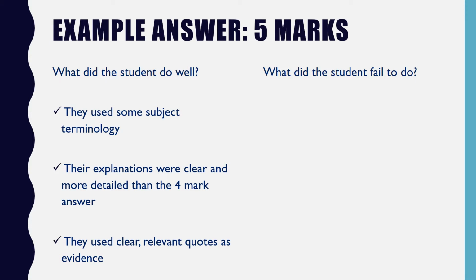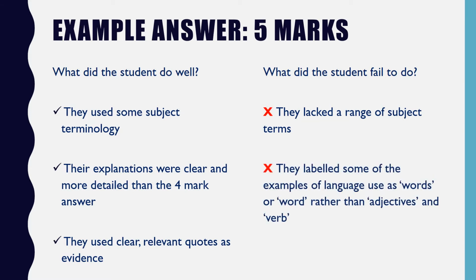However, the student only received 5 marks. So what did the student fail to do? Crucially, they lacked a range of subject terms. This is because they labelled some of the examples of language use as words or word rather than adjectives and verb. If they had used the specific word class terminology, this would have been awarded 6 marks and placed the student at the level of grades 5 and 6.